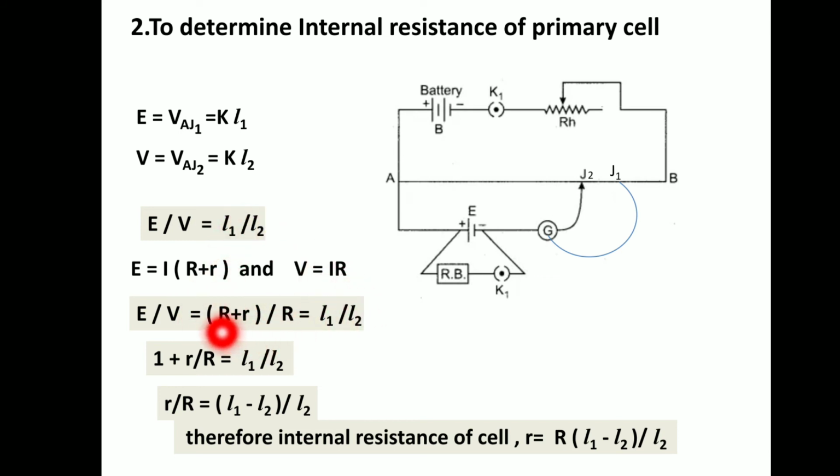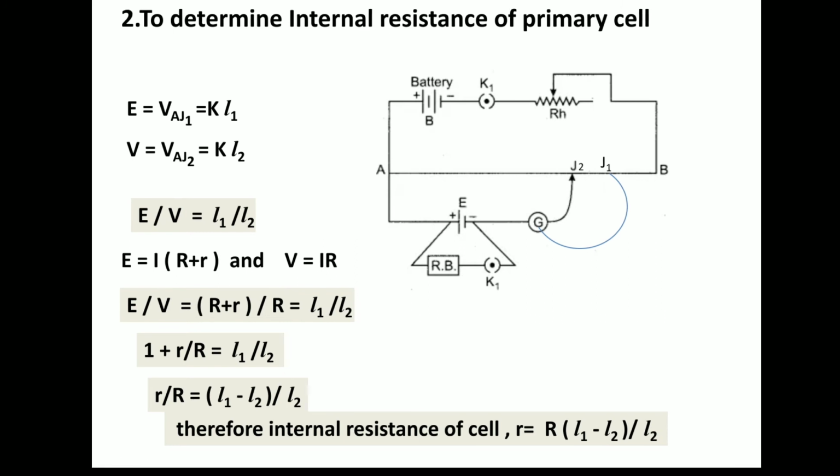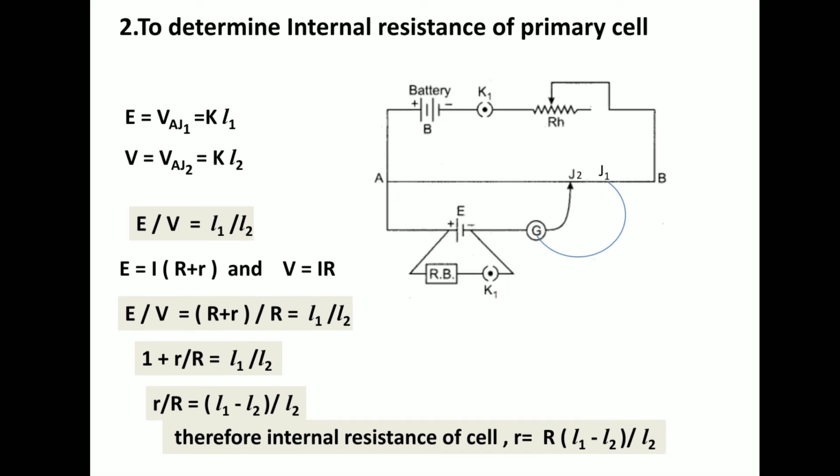So if you solve this left hand side, you will get 1 plus small r by capital R is equal to L1 by L2, or small r by capital R is equal to (L1 minus L2) upon L2. Finally, the internal resistance of the cell will become capital R times (L1 minus L2) divided by L2. This is how we find out the internal resistance of the primary cell.